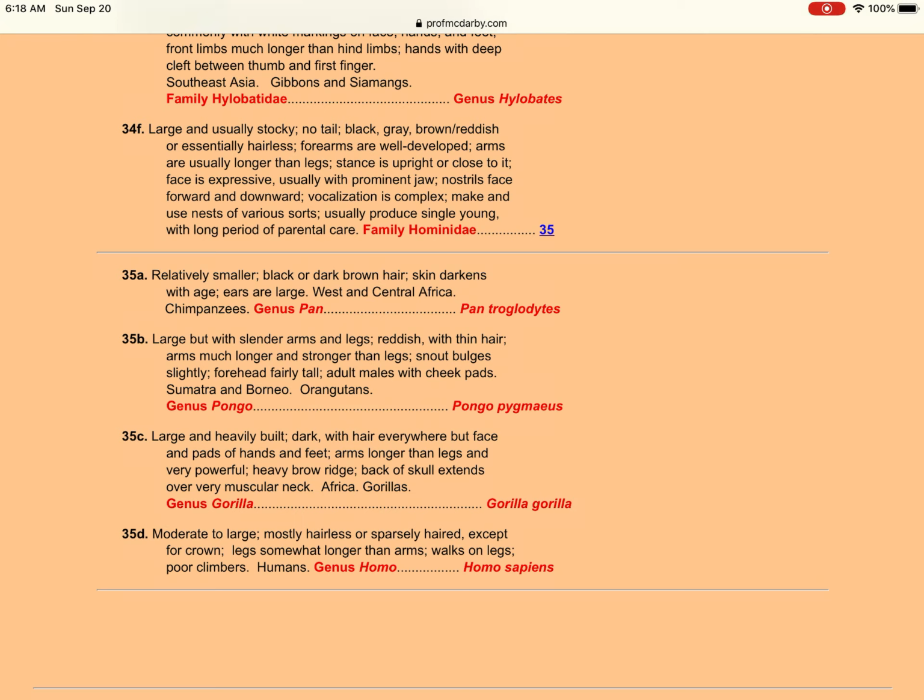You are allowed to use the genus name twice in a species. Usually that's done when somebody goes, well, this is really the representative species in this genus. And then there we are at the end, humans. Genus Homo, species Homo sapiens. This is how you use the key.